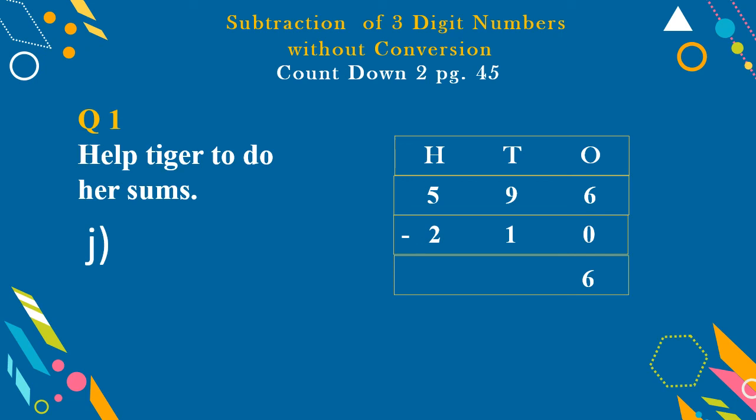In the tens column, we have 9 minus 1 equals 8. So write 8 in the tens place of the answer. Now in the hundreds column, we have 5 minus 2 equals 3. So write 3 in the hundreds place of the answer. So 596 minus 210 equals 386.